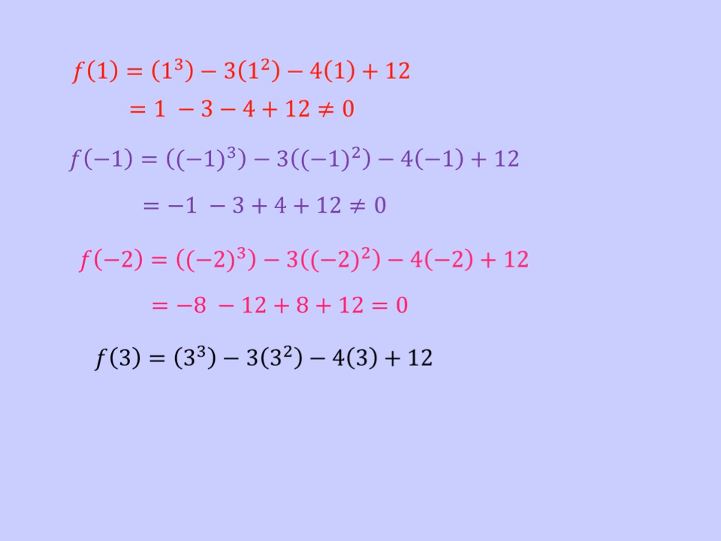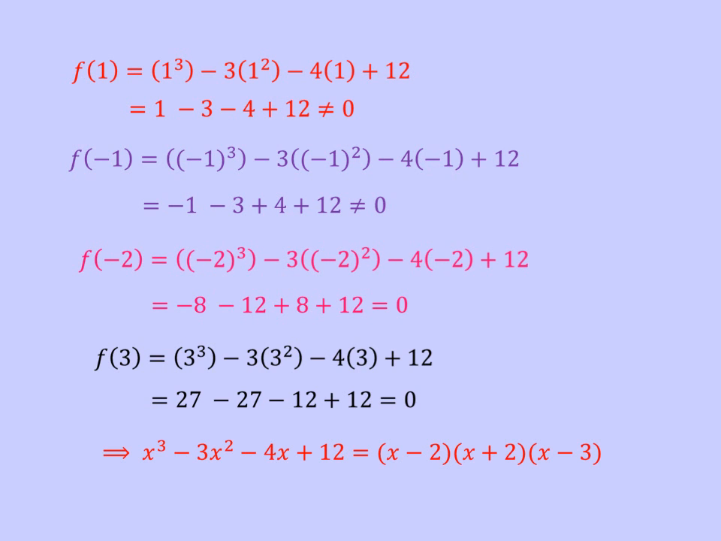Let's try substituting in x is equal to 3. I get 27 minus 27 minus 12 plus 12, which equals 0. Hence, x minus 3 is a factor. Putting that all together, x cubed minus 3x squared minus 4x plus 12 is equal to (x minus 2)(x plus 2)(x minus 3). And my cubic has now been fully factorized.